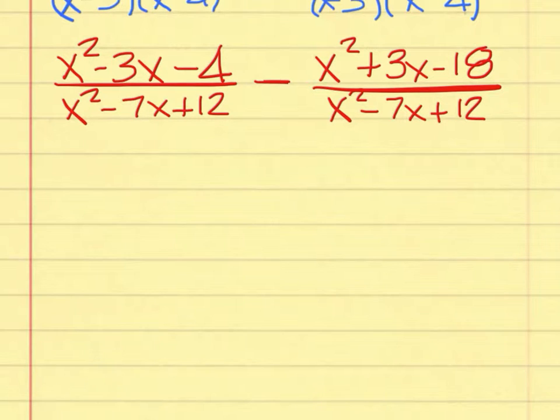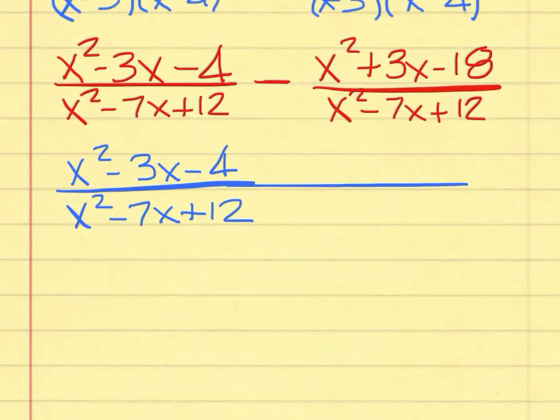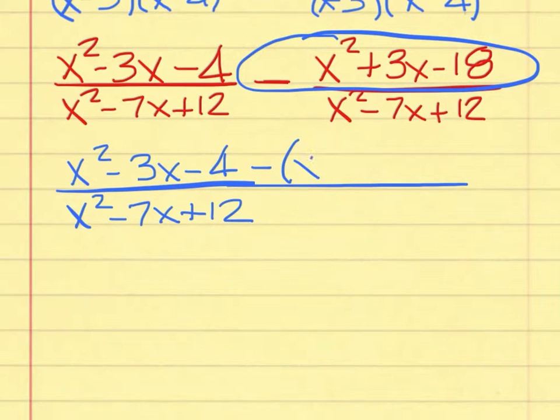Now, when I subtract, I'm going to have x squared minus 3x minus 4 over x squared minus 7x plus 12. But then something has to be done to this stuff over here. What must I do to that second numerator? Applegate M. Put it in parentheses, right. So we'll go like that. Minus the quantity of x squared plus 3x minus 18.